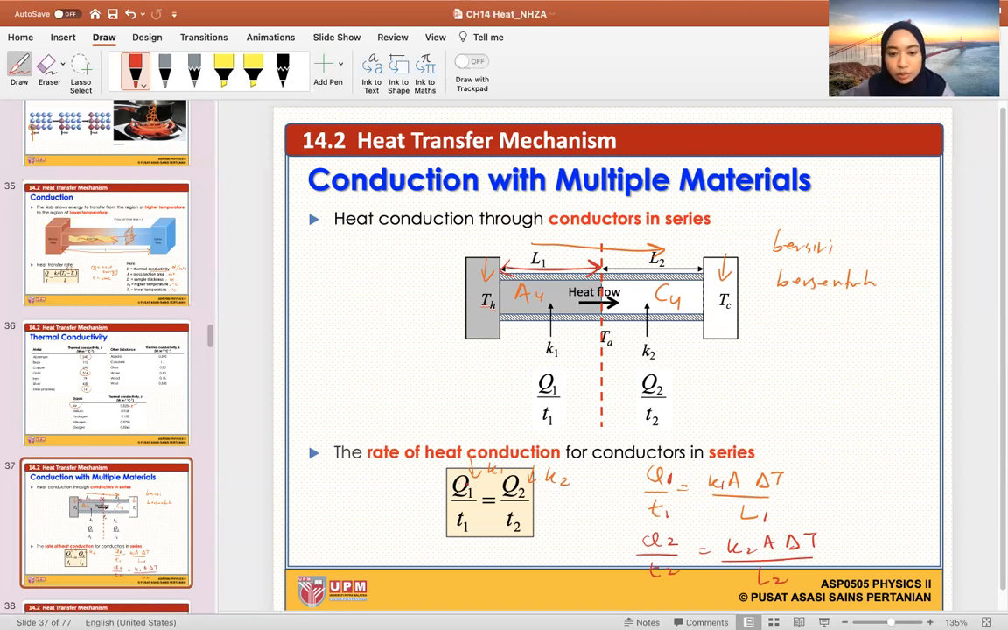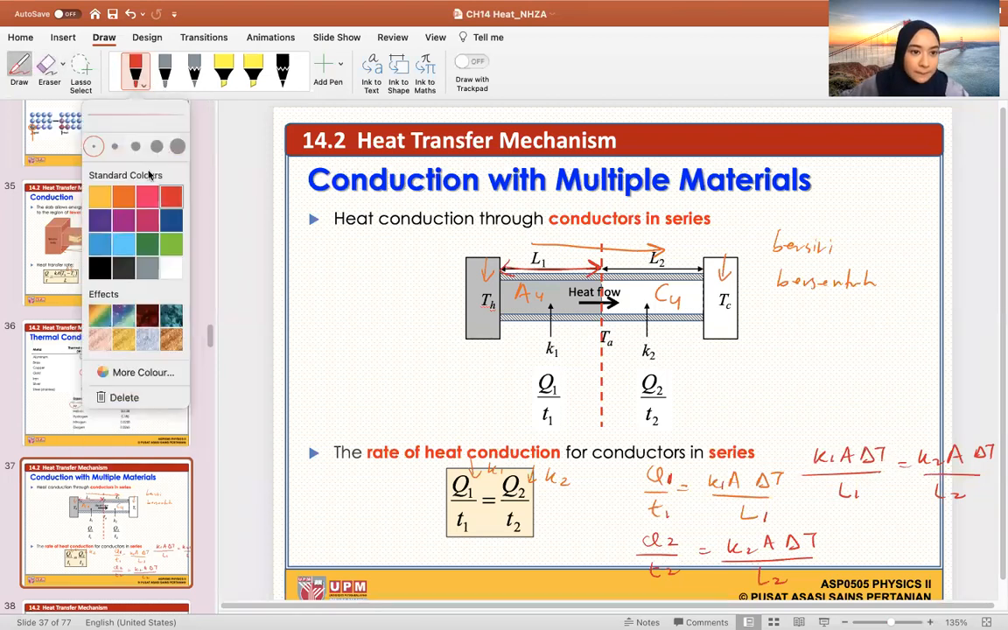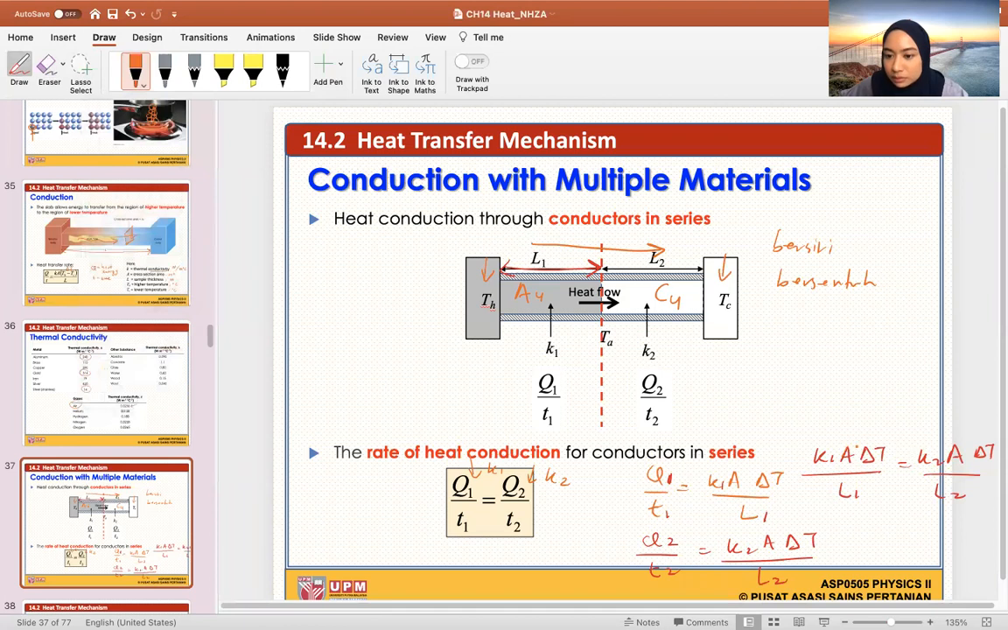Now, Q1 over T1 equals Q2 over T2, and then you can equate these two equations together. Because A and delta T are the same, we can cross them out. Okay, delta T is the same. So you are left with K1 over L1 and K2 over L2 to solve it.